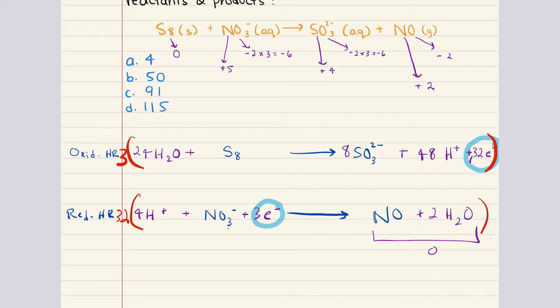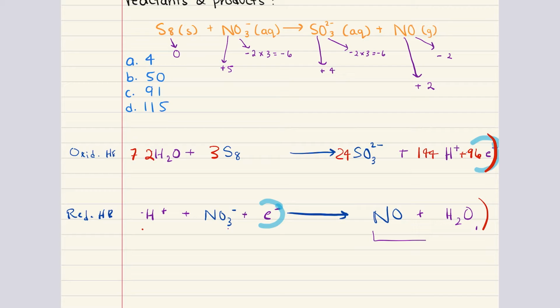So when we do this, we can go ahead and begin to modify our values. I'm going to erase all of our coefficients and modify them appropriately now that we're multiplying by a different coefficient. So let's go ahead and do that, starting off with our oxidation half reaction. Now we have 72 water molecules. We have 3 of these S8 molecules. We have 24 sulfite molecules, 144 hydrogen ions, and 96 electrons. That is our oxidation half reaction.